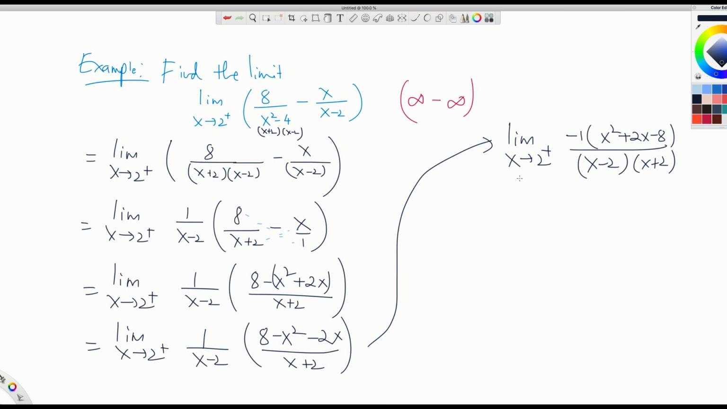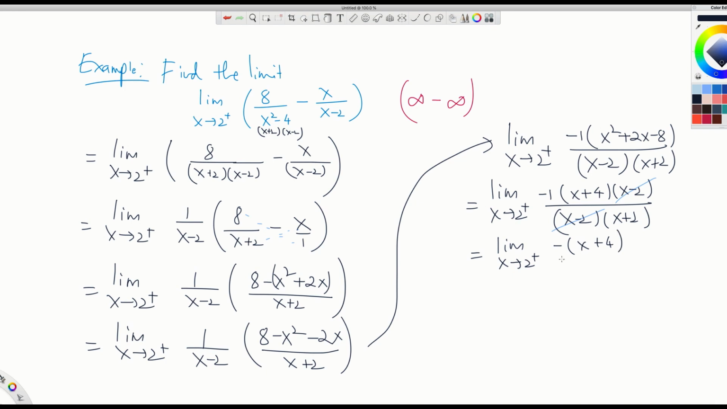Let me simplify that. So that is limit x tends to 2 plus, and then negative 1 times x plus 4 and then x minus 2. Those are the factors of the top, right? And then you get x minus 2, x plus 2 on the bottom. You see the same common factor on the top and bottom. So you divide, that will become 1, right? So what is left is limit x tends to 2 plus negative x plus 4 over x plus 2.